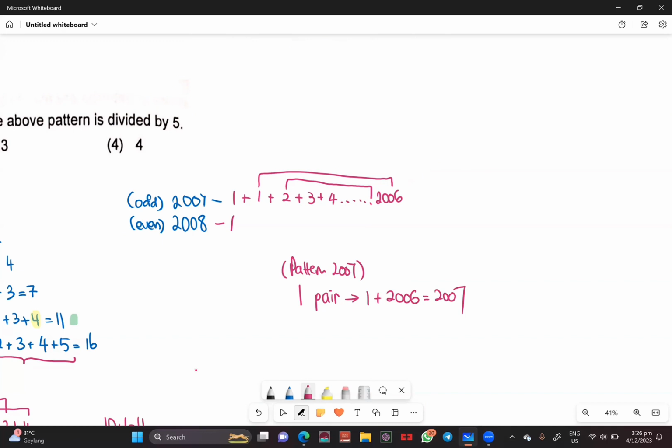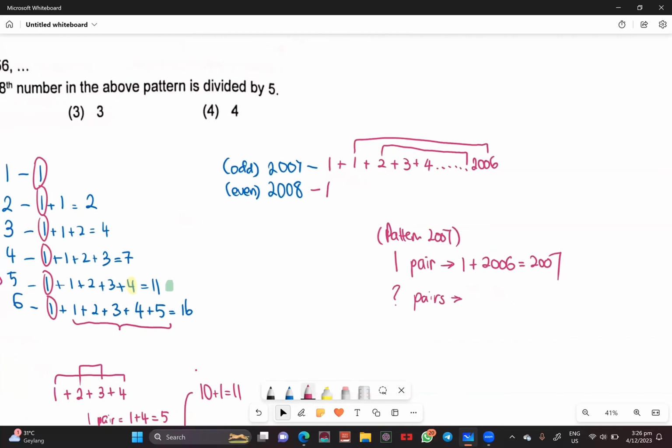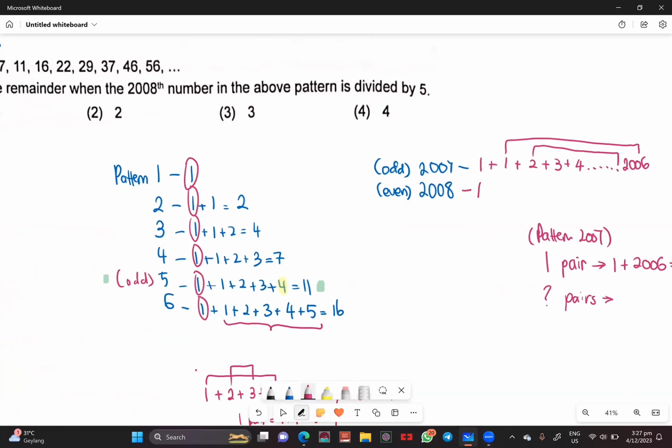For the second pair, it will be 2 plus 2005, which is also 2007. Okay, so how many pairs are there in total? Now, you want to find the total number of pairs, so that later you can actually add them, multiply, and then you will be able to get to the total, right? So let's take a look at this.